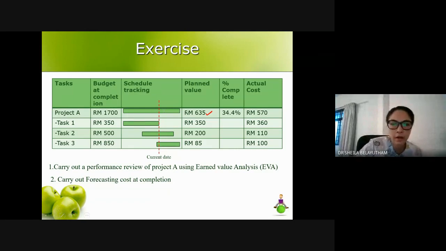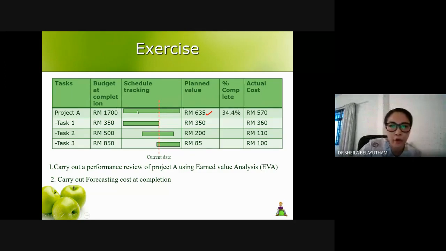Okay, so basically what has been given here is the plan value at this point. And you have been given the percentage complete, 34.4% of the total, which is from the total sum of 1,700. Sometimes if you look into the question, you need to also check whether it is 34% of the current plan value or 34% of the total progress. But in this question, it is 34% of the total progress.